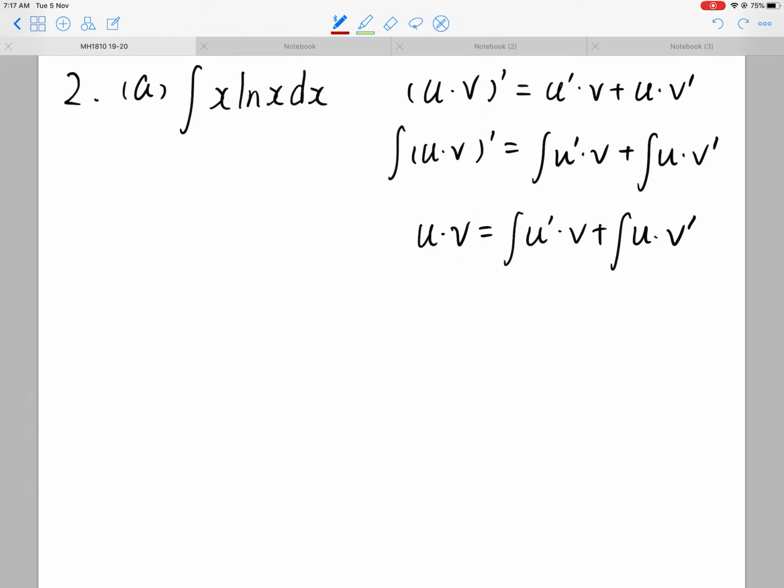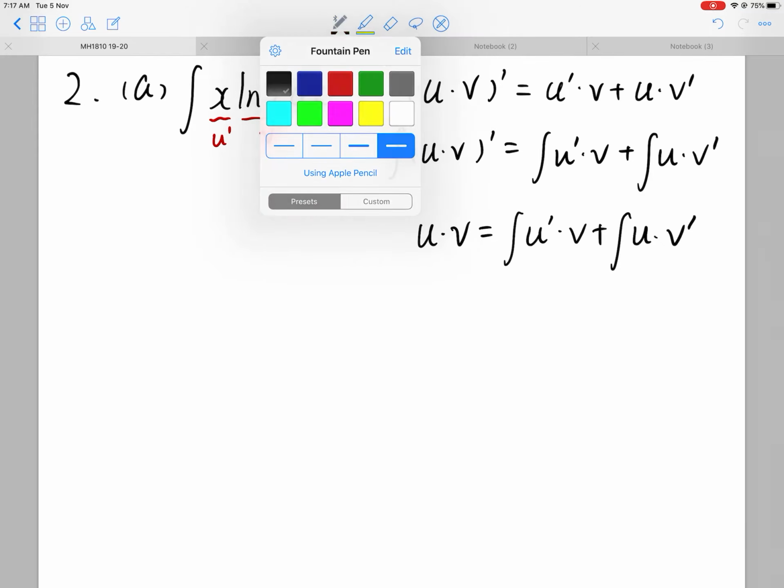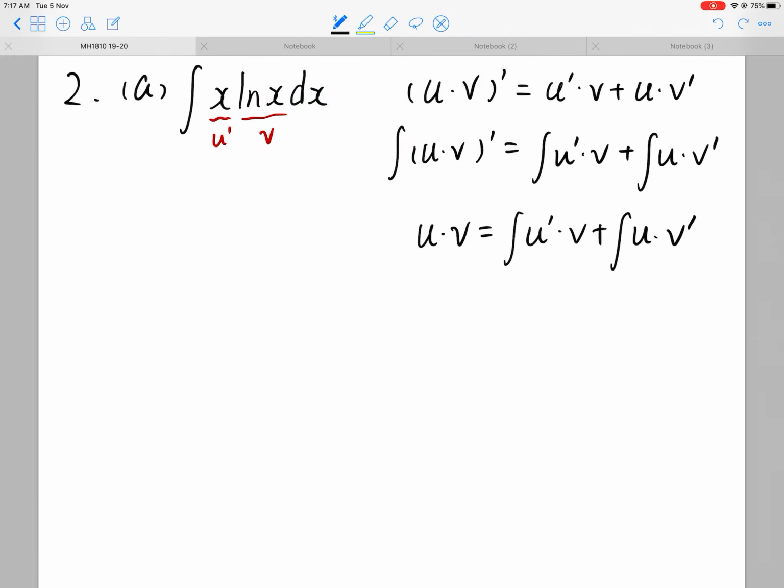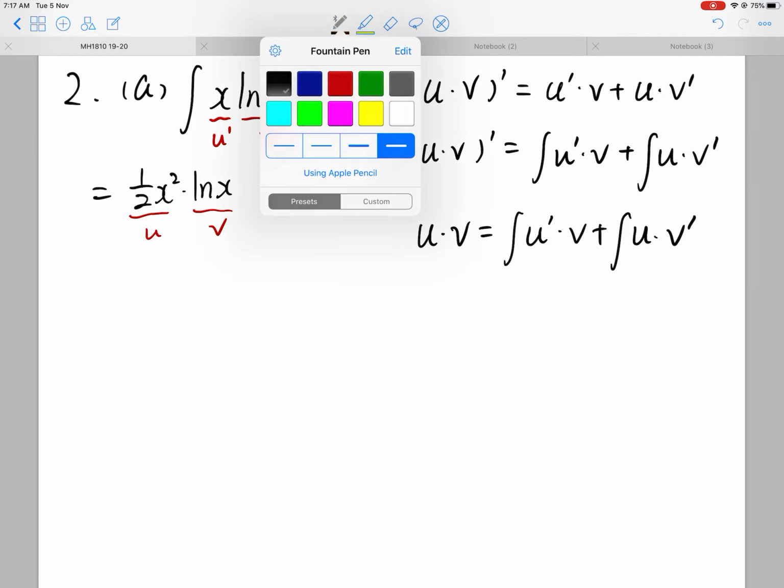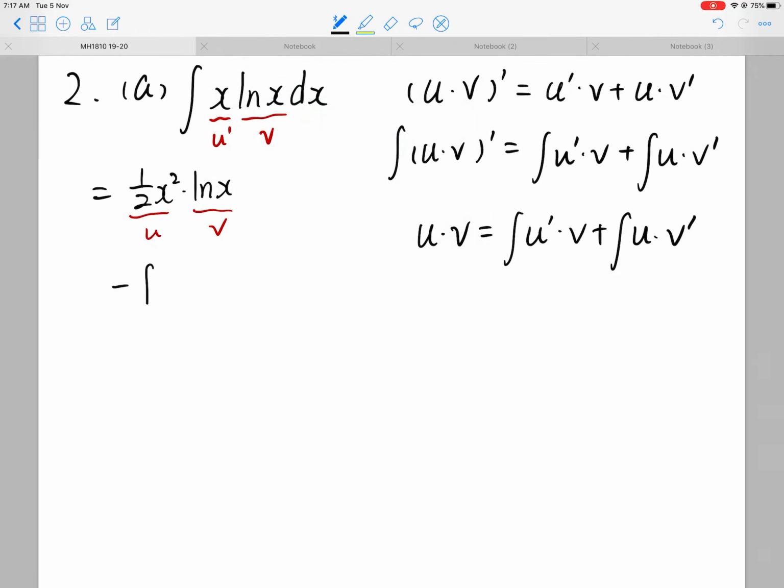In this case, let's try it. For example, this is hard to integrate but easy to differentiate. So let's just call this v. Alright, this x, it's easy to integrate or differentiate. In this case, we call it u's derivative. Then from this formula, you should notice that this should equal u times v minus the integration of u times v's derivative.